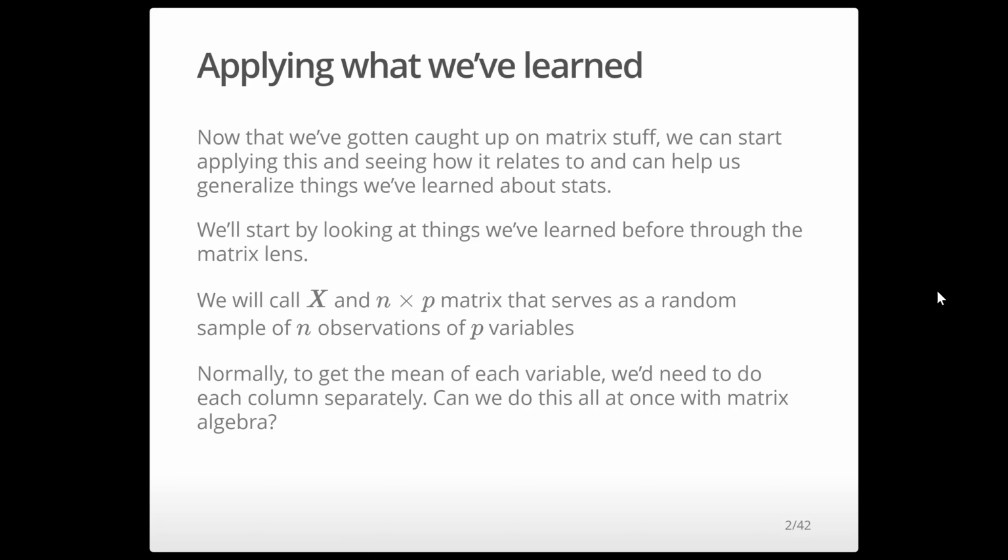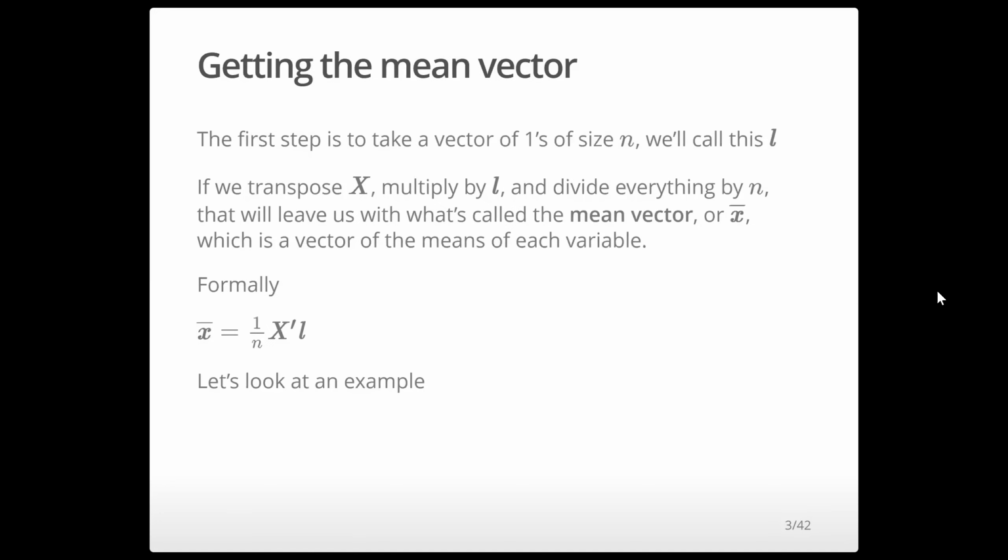how do we do this with matrix methods? So the first step is we're going to take a vector of ones of size n, and we're going to call this L. And then if we transpose X and multiply by L, divide everything by n, that's going to give us what's called a mean vector, or X bar. And this is a vector of the means of each variable or column. So formally, X bar is 1 over n, X transpose L.